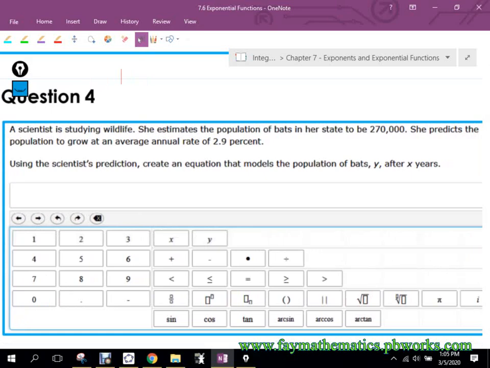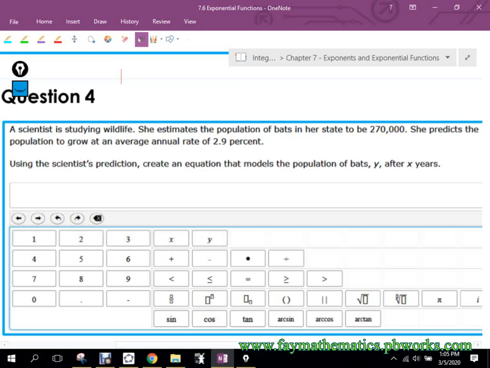Okay? Do me a favor here. Think about the question we just did, which talked about cell phones, right? Delete where it says she estimates the population of bats in her state and put in she estimates the population of cell phone owners in her state. Is it the exact same question? Yes. But now look at what they give you.